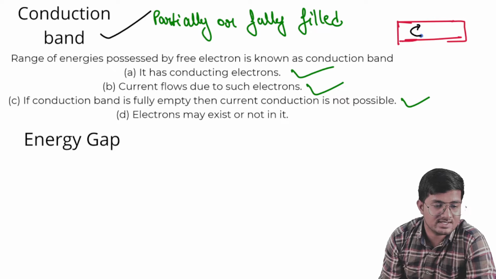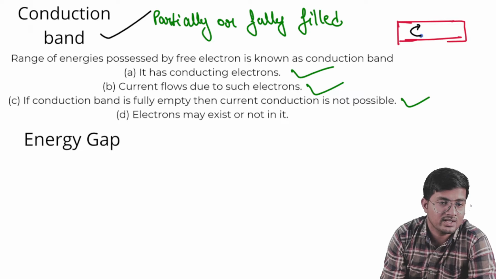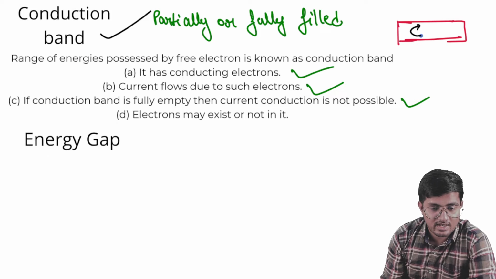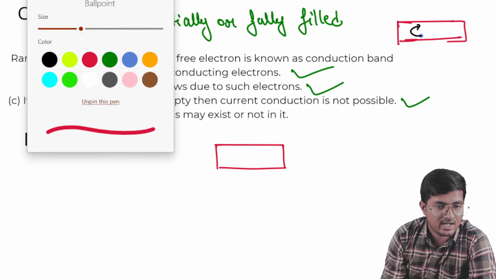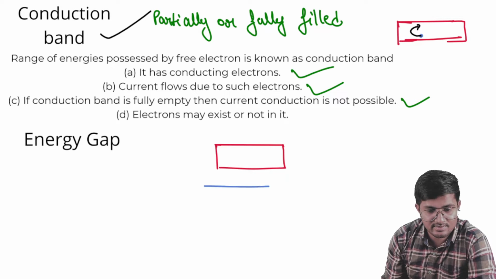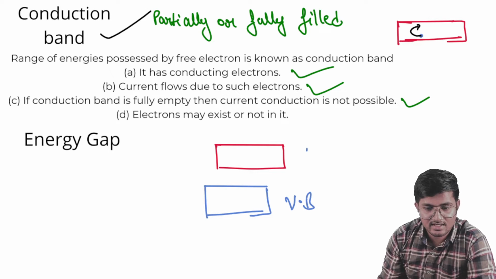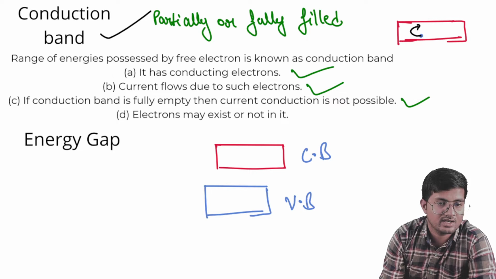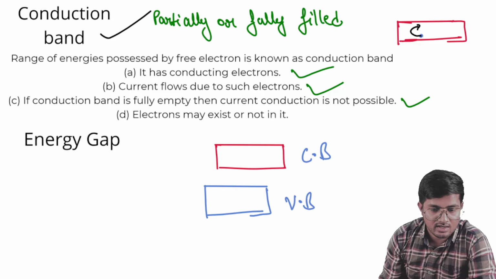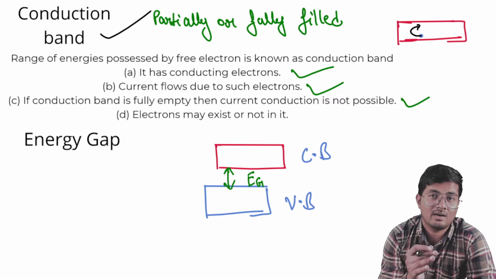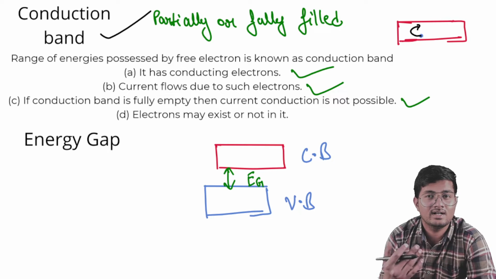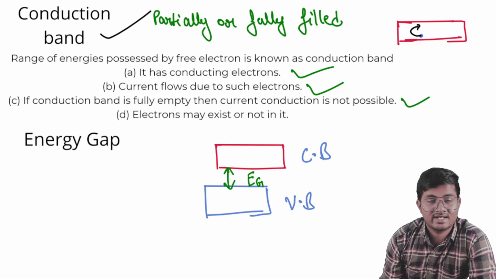Then what is the energy gap? The energy gap is something which is really very important. If this is my conduction band and this is my valence band, then the gap between the valence band and the conduction band is your energy gap. And this energy gap is something which determines whether a material is a conductor or an insulator or a semiconductor. So this is the energy gap.